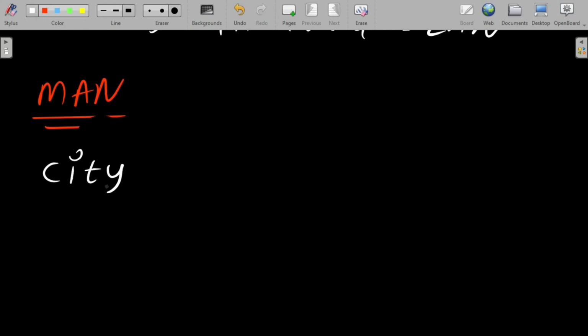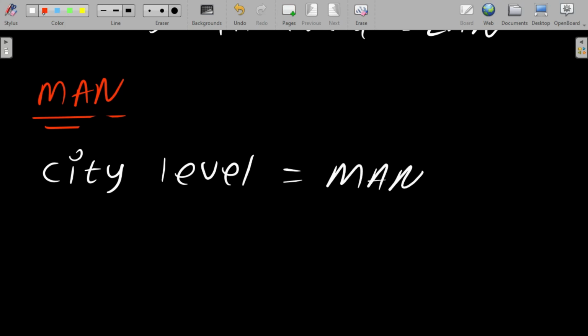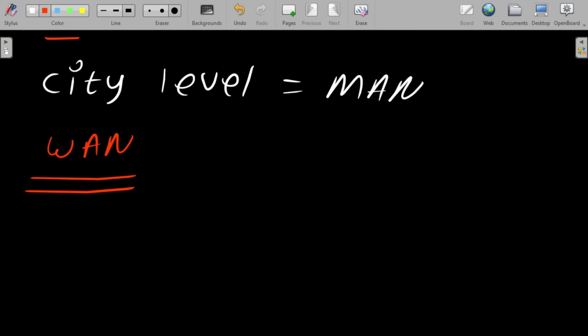The city level equals MAN. So now let us see about WAN, wide area network. It covers very large areas. It can connect cities, states, countries, and even continents. Characteristics are very large coverage, connects many LANs and MANs, can be slower than LAN. For example, the internet. The internet is the world's largest one.